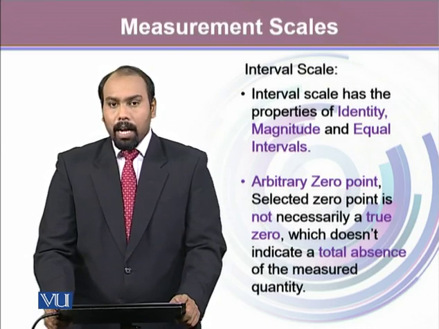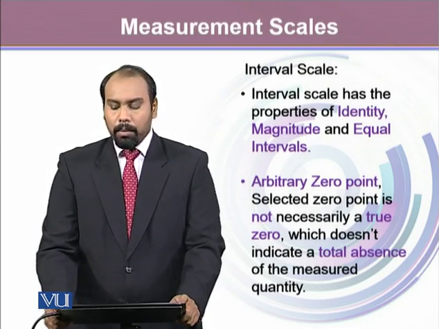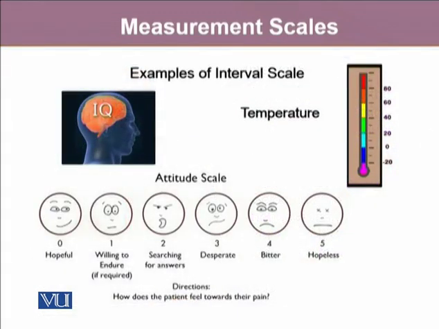That whenever a value turns out to be 0, it doesn't mean what we usually take a 0 value to mean, like in temperature. When the temperature is 0, it does not mean that heat has vanished. Heat is still there, but we can't feel it. Similarly, IQ. When the IQ level of a person is 0, it doesn't mean the person doesn't have a brain or doesn't have the capacity to think. Sometimes the attitude scale is also considered an interval scale.